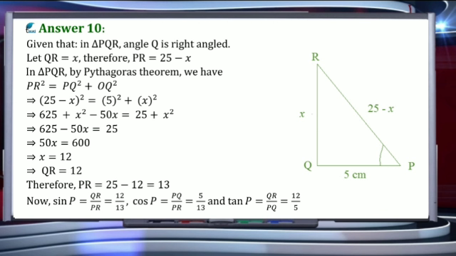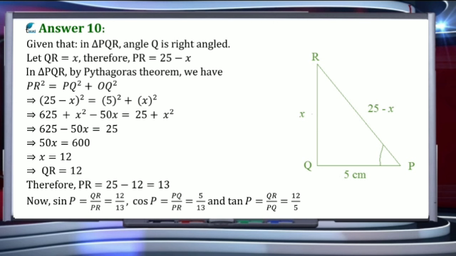Let us consider one of the sides as x, so the other will automatically become 25 minus x. So we are applying Pythagoras over here to find the value of x. That means 25 minus x whole square must be equal to x square plus 5 square. When we solve the two, we get the value of x as 12. If x is 12, then RP will become 13.